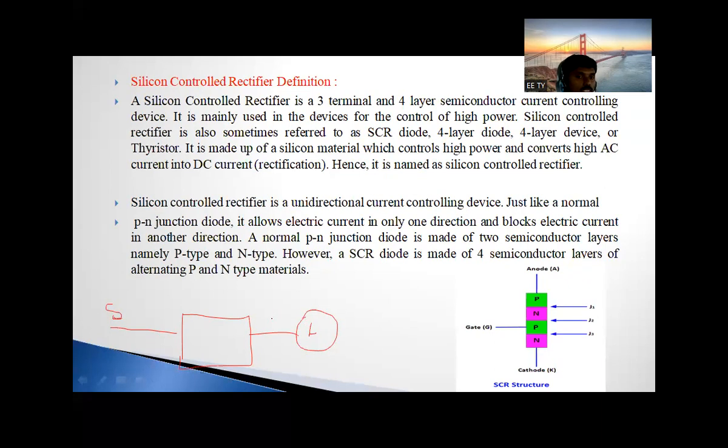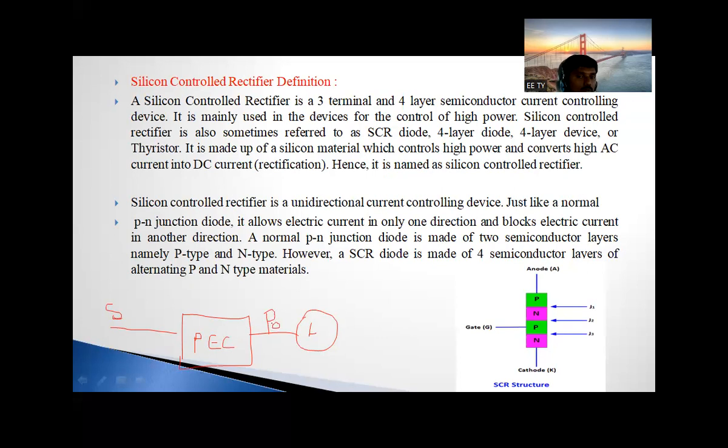So what is the input of the load? Electrical power. From where are we getting this electrical power? Output of the power electronic converter. Is it right? This is the power electronic converter. So यहाँ पे जो power है, this power should be controlled.